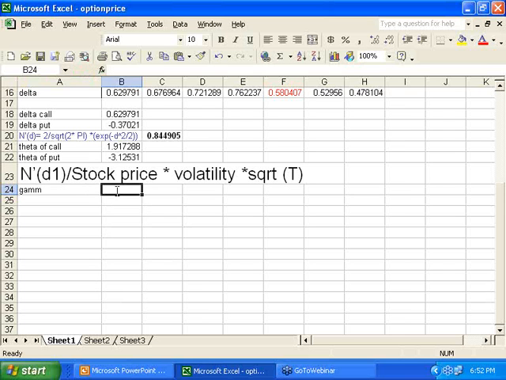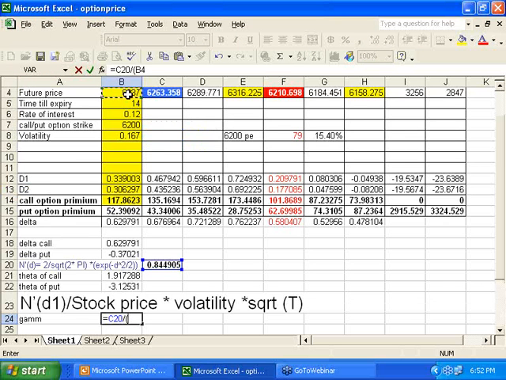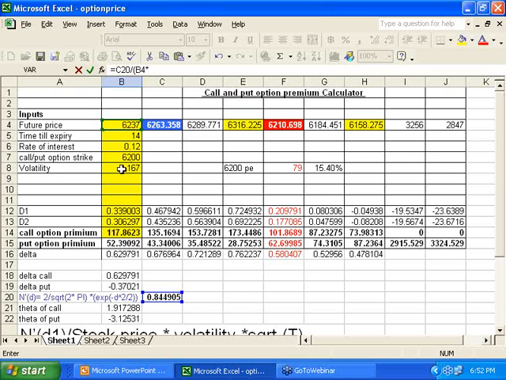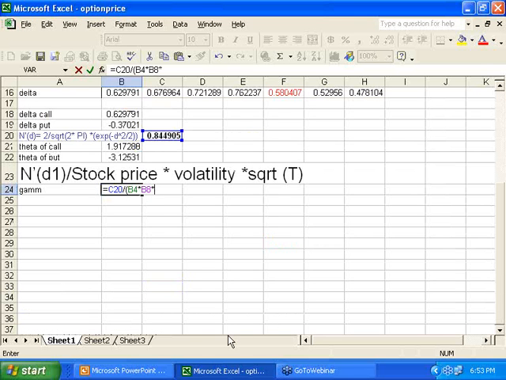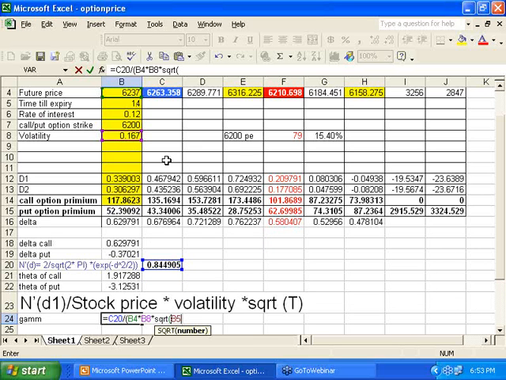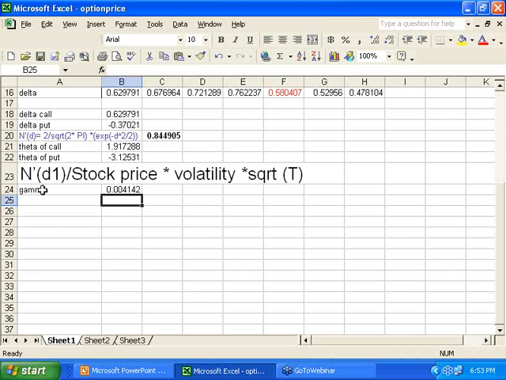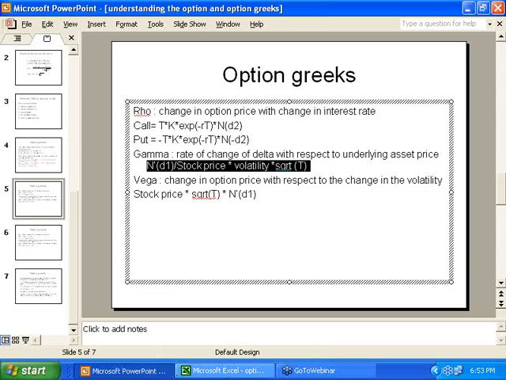So n dash d1 we require, and we have taken it because we have already calculated this thing. And this is the stock price, and we need to take the volatility into account. So volatility is here, and we have to take square root of the time. So time is here, so the 14 days time must be divided into years. Once this thing is over, the entire thing should be closed. So gamma, the rate of change of the delta with respect to the underlying asset price.